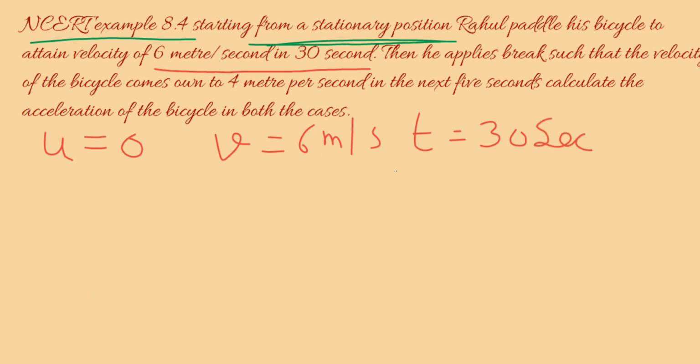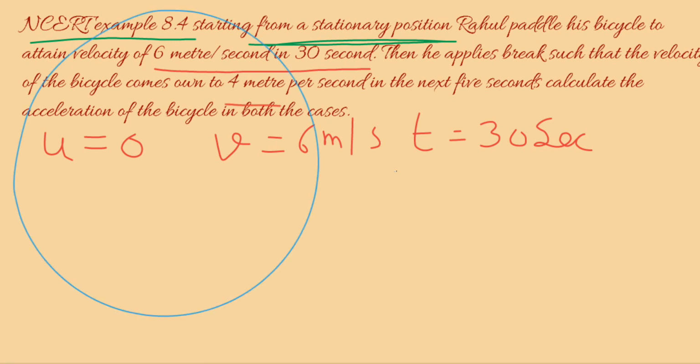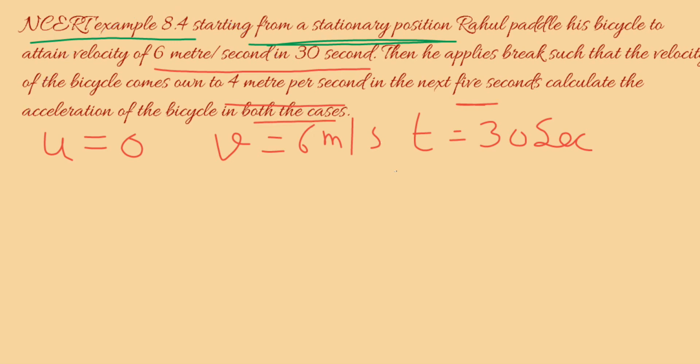Okay, then he applies brakes such that the velocity of the bicycle comes down to 4 meter per second. Meaning one more velocity is given in the next 5 seconds. One more time is also given. Calculate the acceleration of the bicycle in both cases. Okay, so we have to solve this question in two parts. So part 1.